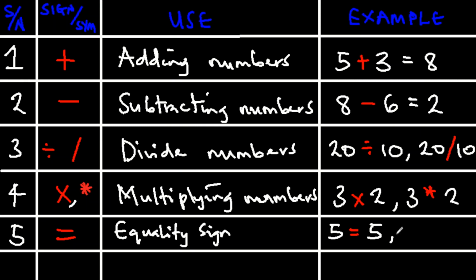Or let me give another example. Let's say on our left hand side we have 2 plus 1, and on our right hand side we have the number 3. We can say that 2 plus 1 is equal to 3 because 2 plus 1 is equal to 3.